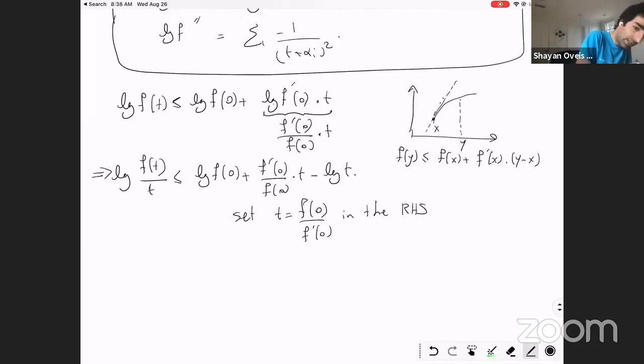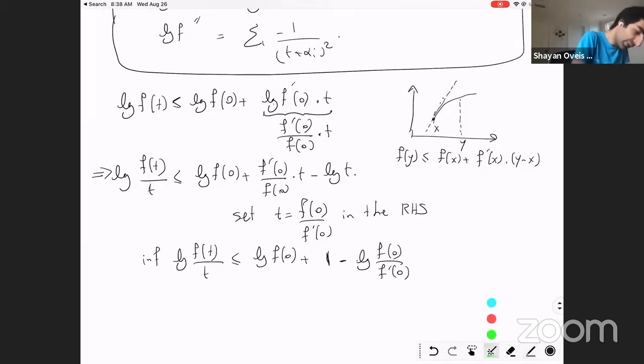You get that log of infimum of f of t over t is less than or equal to log of f of 0 plus 1 minus log of f of 0 over f prime of 0. Now f of 0 cancels out, so this is equal to 1 plus log of f prime of 0, which is exactly what we want. It's the log of the inequality that we wanted to prove.